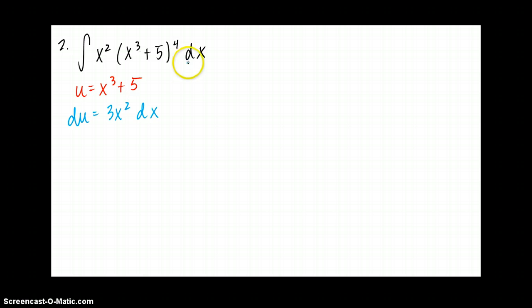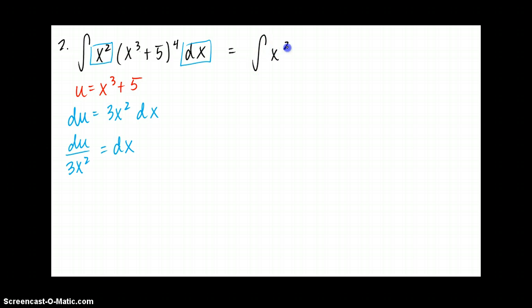Okay, so now look at what we have. We have 3x squared dx. Well, right now I only have an x squared and dx. So remember, we're taking out all the x's. If I solve this equation for dx, now look at what's going to happen.